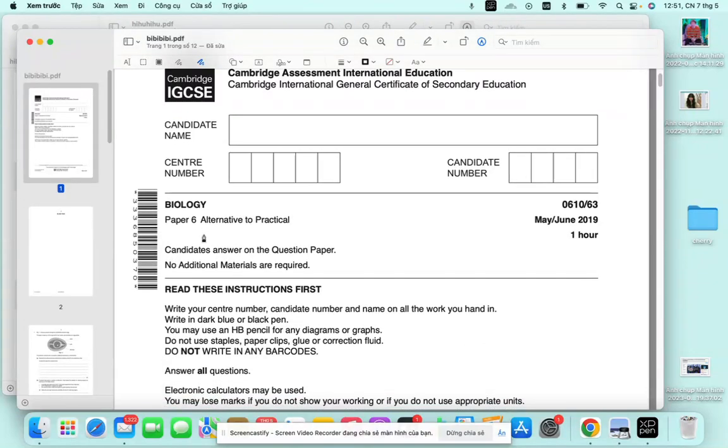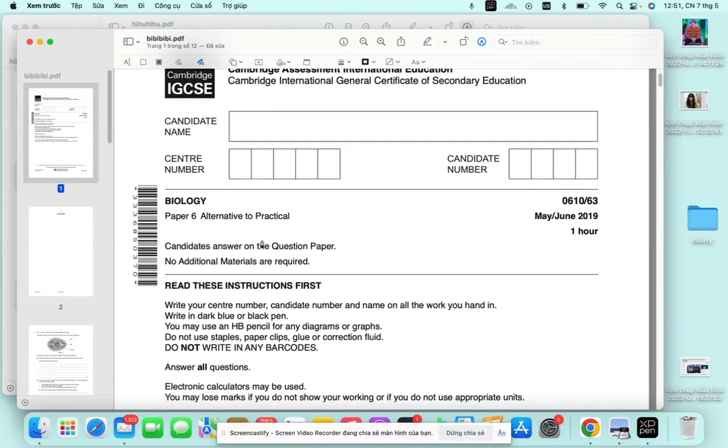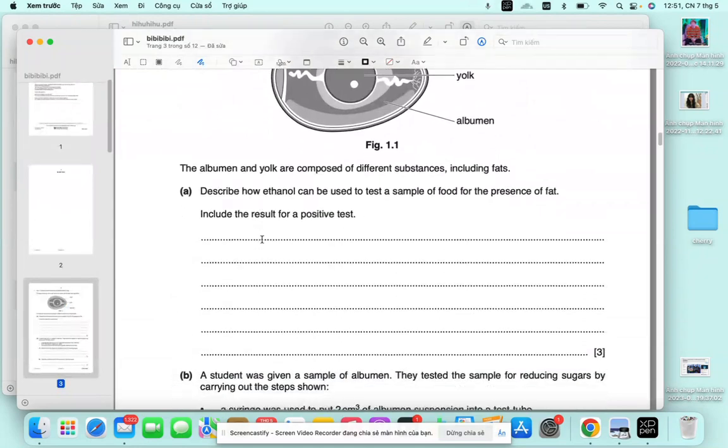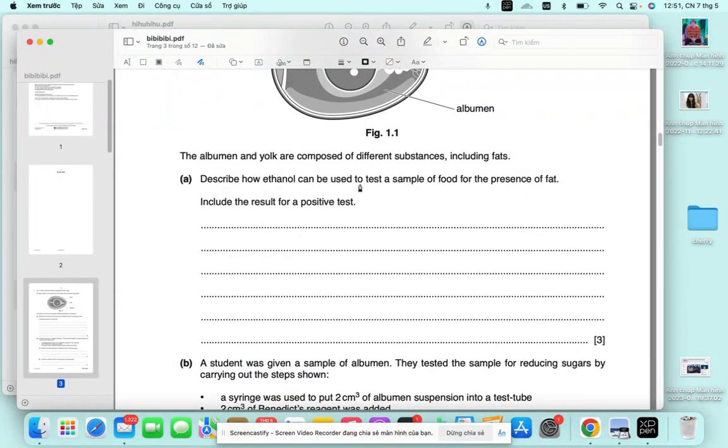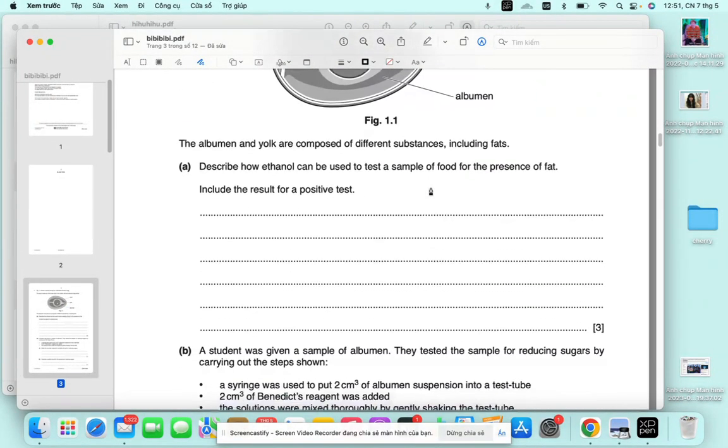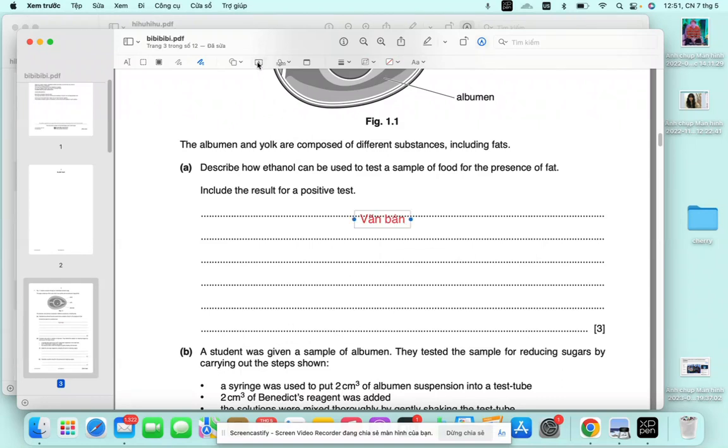Hello, today we are doing IGCSE Paper 6 Biology, Alternative Practical. Describe how ethanol can be used to test a sample of food for the presence of fat. So include the positive result. Okay, so first we would have to mix the egg yolk with ethanol.